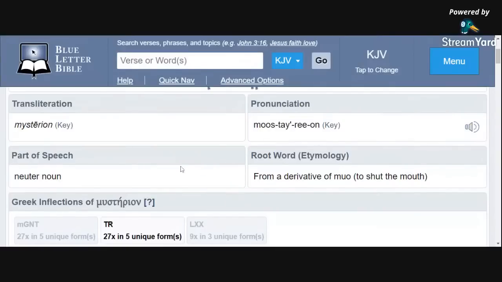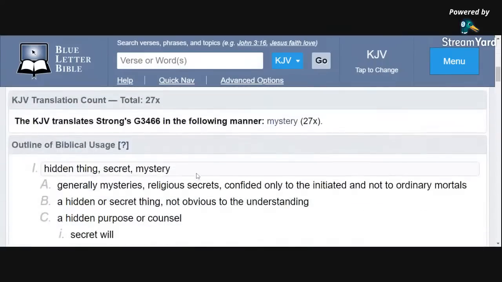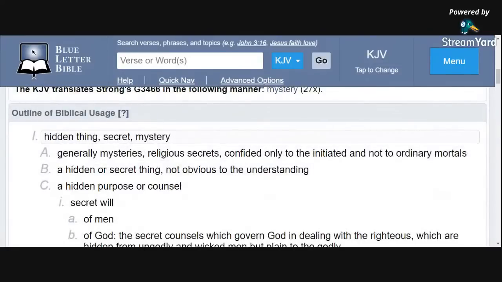Strong's G3466, musterion. Hidden thing, secret, mystery. We can start right there. A hidden thing. How's it revealed to us? Through his Spirit. So then why would we labor to go and try to convince you of it when you don't have the Spirit in order to understand that?